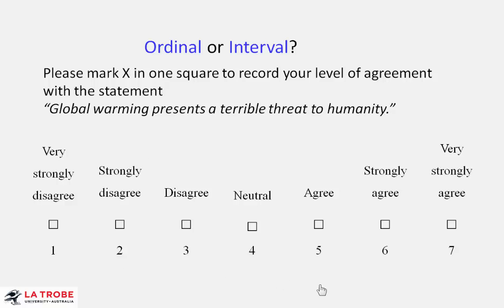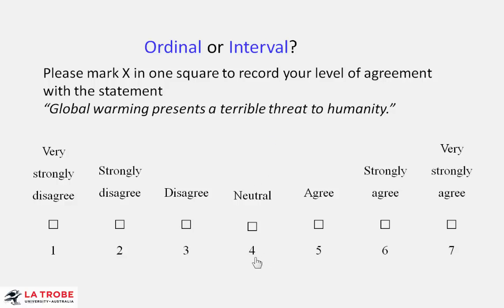And this is the example I use of a Likert item, where we ask people to express their strength of agreement or disagreement on some question, some statement. Clearly we have ordinal scaling because, just by definition of these terms, a 6 means stronger agreement than a 5 does. But interval scaling needs more.